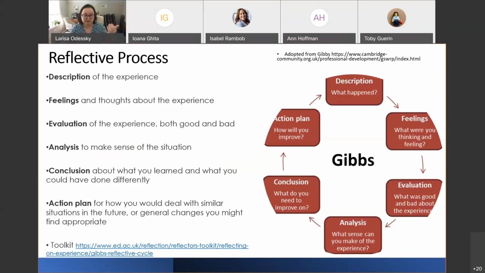Okay, and this is good. There's a toolkit, I left a link here, that does a wonderful cycle, and it has templates you can use for your classrooms, and it's really good.